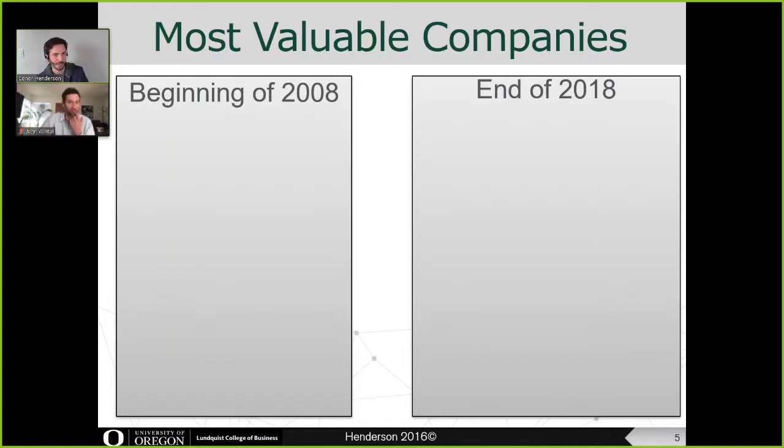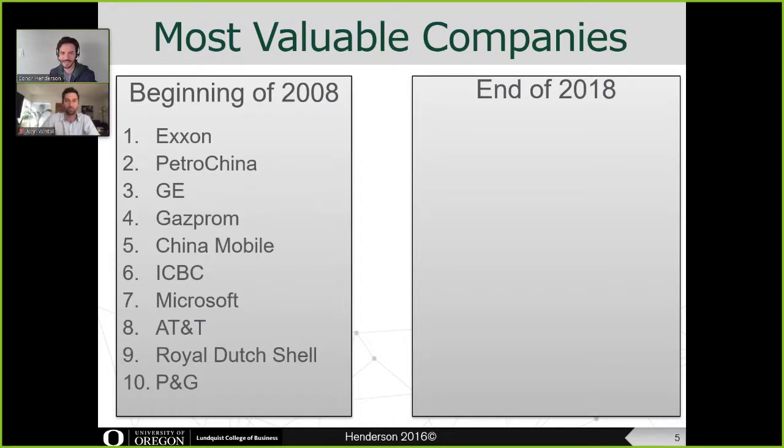These are the most valuable companies in 2008 when you graduated college, and then 10 years later, 2018. In 2008, we see a lot of gas and oil companies. Exxon, PetroChina, GE, which makes a ton of stuff, but makes turbines for creating energy out of oil and coal, so different energy plants will use a GE turbine. Gazprom, I think, is Russian. China Mobile, telecom in China. ICBC, I think that's a bank in China. Microsoft, AT&T are telecom and software, and then another oil company and P&G consumer durables.